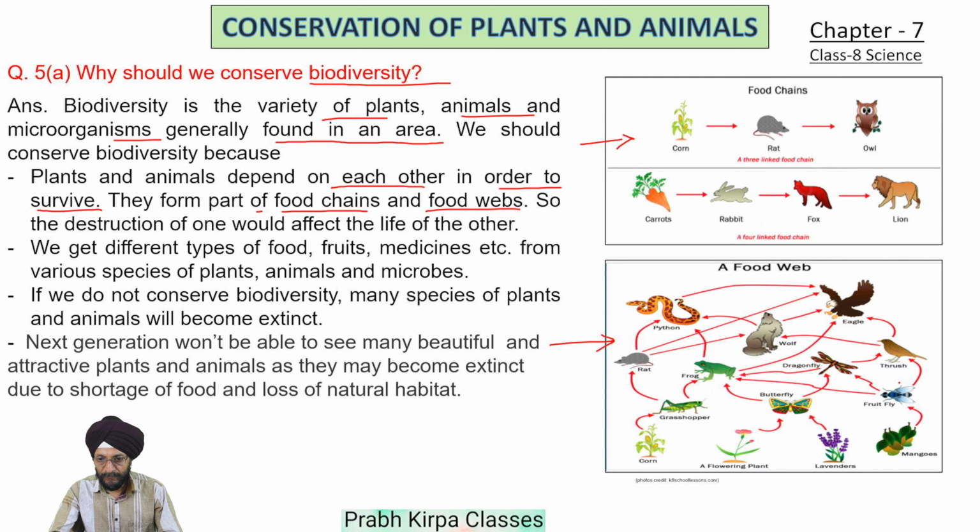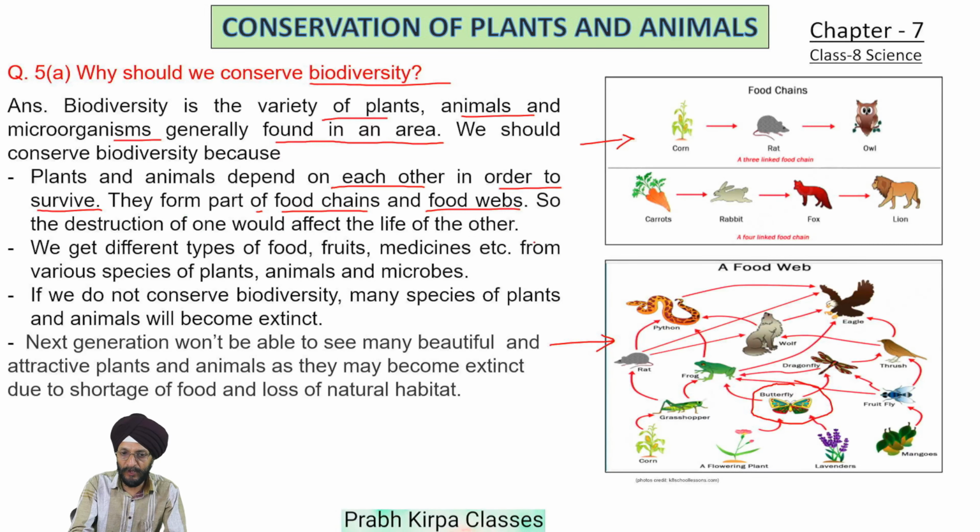If we see here, if we remove any one, suppose say the butterfly, then the chances are that the number of these flowering plants or lavenders may increase, or what will be eaten by the dragonfly or the frogs, the organisms on the upper side of the food web will have to find other organisms which they can eat. So ultimately it will put pressure on the other organisms, and their number may also decrease. So every living organism, plant or animal, has its own role to play in the food chain or food web. So the destruction of one would affect the life of another.